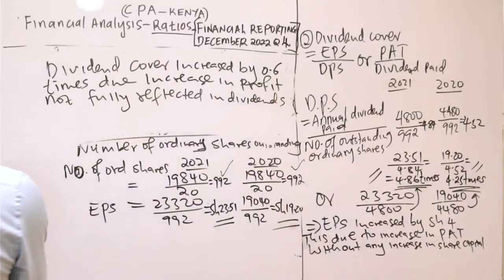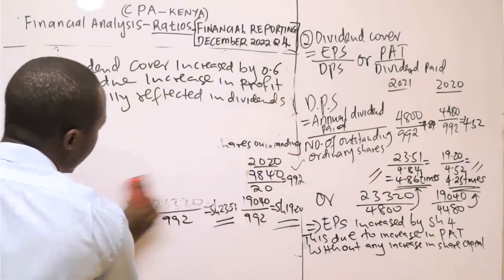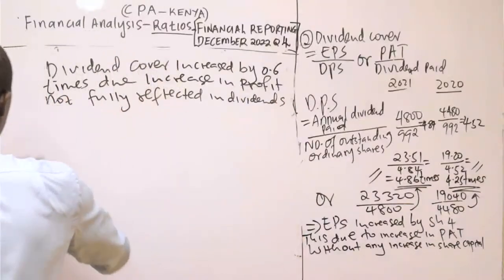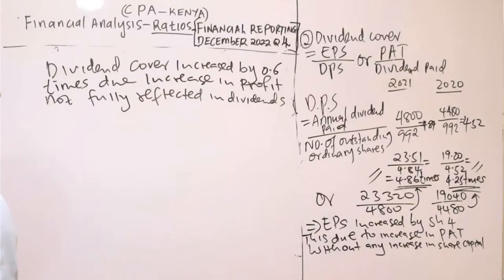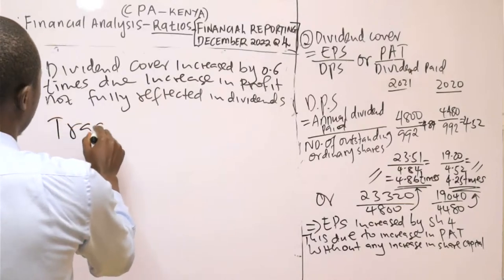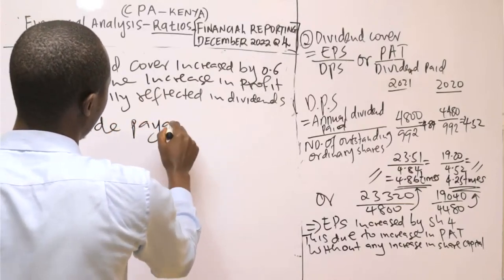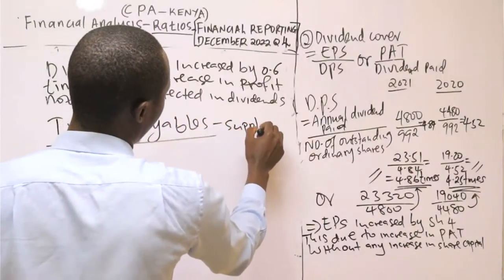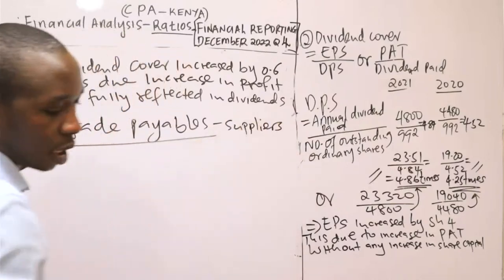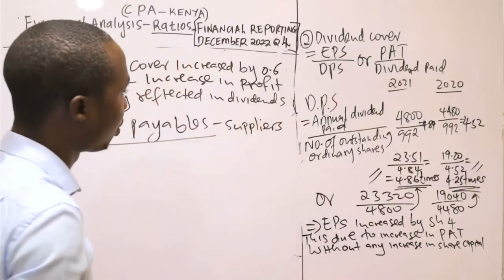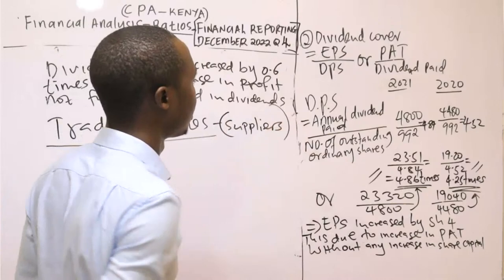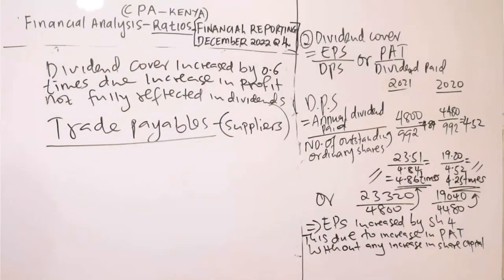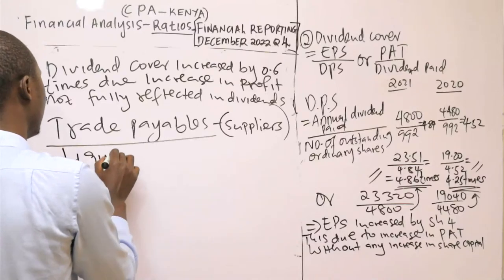So let's move to the second user. The second users are trade payables, the suppliers. Which are some of the ratios we can look at for the suppliers? These are the people who sell to the company on credit. So I will go to the liquidity ratios.